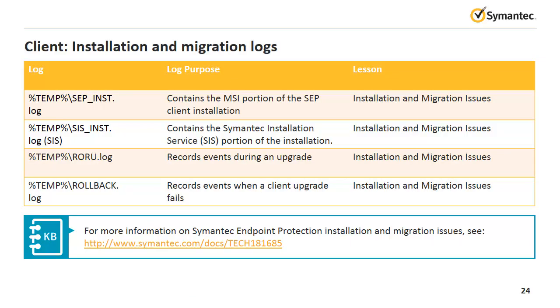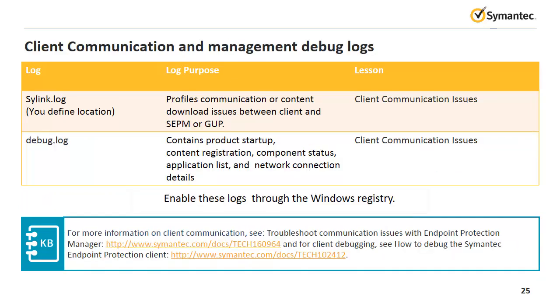When running the SEP client installation on a Windows-based computer, the installer runs the Microsoft installer first. Afterwards, setup runs the Symantec installer server. Both logs are written to the client's temp folder. If you need to review events or issues during an upgrade, both the RORU and rollback.log contain helpful information. For information on this topic and other helpful resources, see the article on the screen.